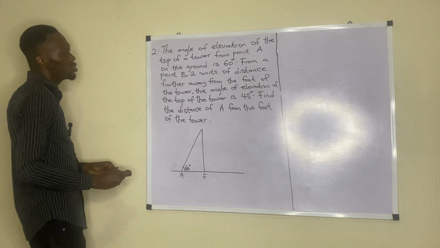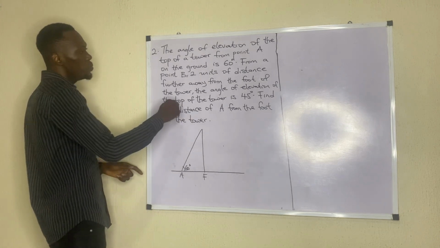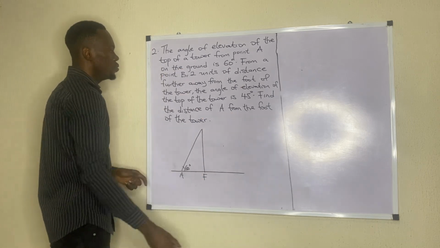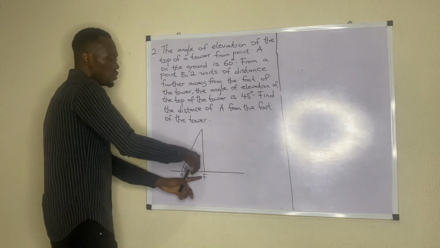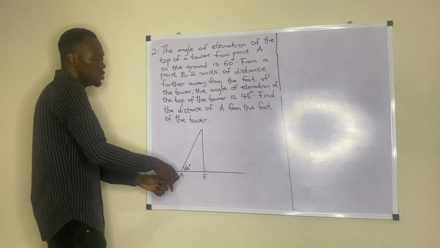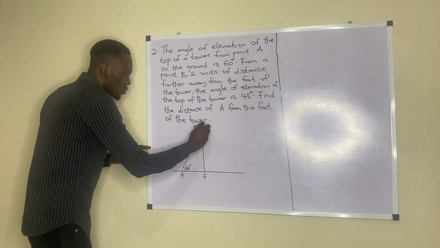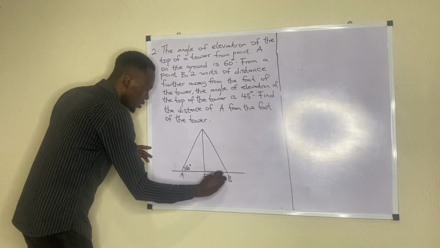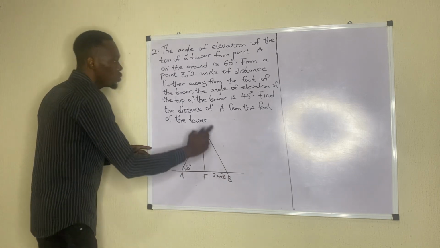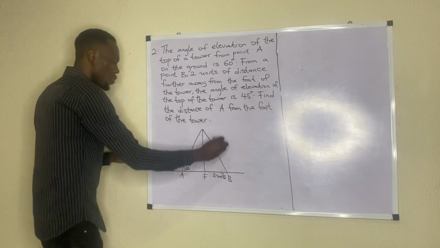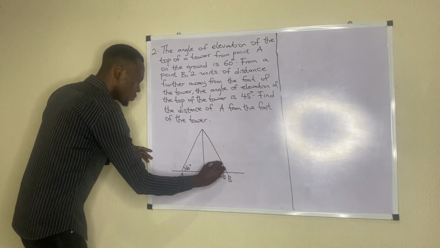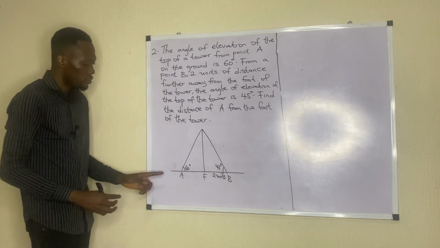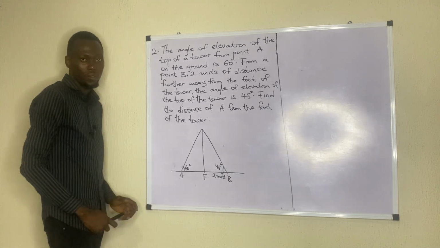Now we are told that from a point B, 2 units of distance further away from the foot of the tower, that means you go further from here to point B, 2 units. And we are told that the angle of elevation is 45 degrees. Find the distance of A from the foot of the tower. This is the distance AF that we are looking for.